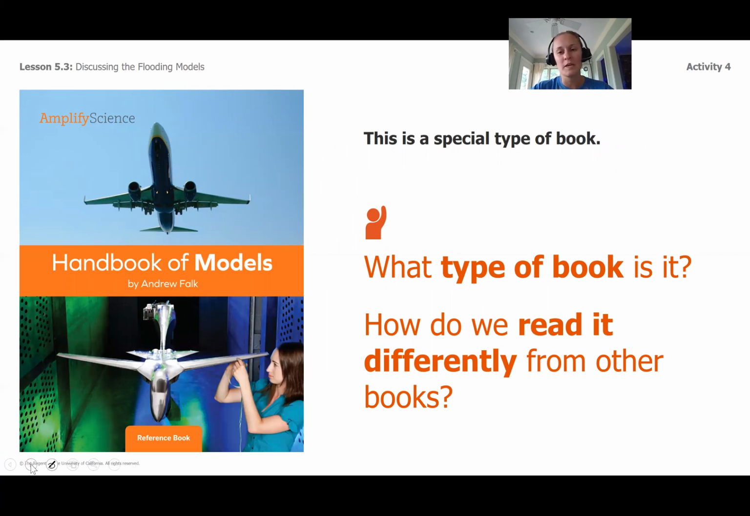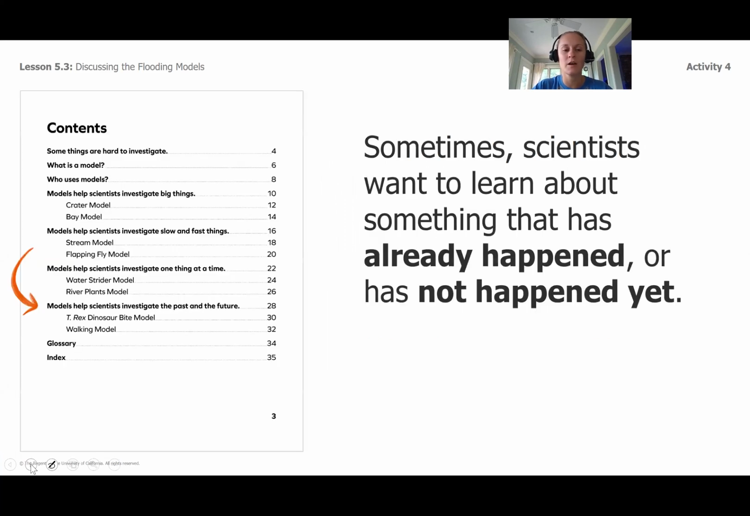So this is a special type of book, remember. This is a type of book that is an informational book. We don't read it from front to cover. We get this book out all the time and we just read little sections that we need at that time. Okay, so if we're talking about models that help scientists investigate the past and the future, things that have happened or not happened yet, we're going to need to go to just page 28. We're not going to start at the beginning here because we've already looked at other parts of this book.